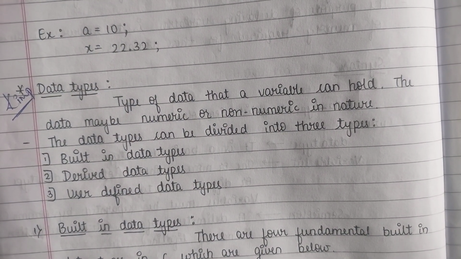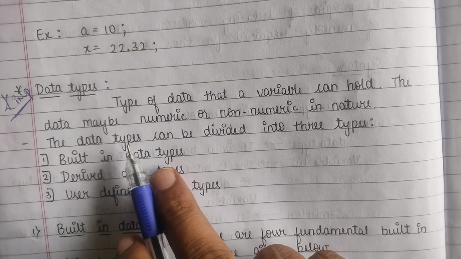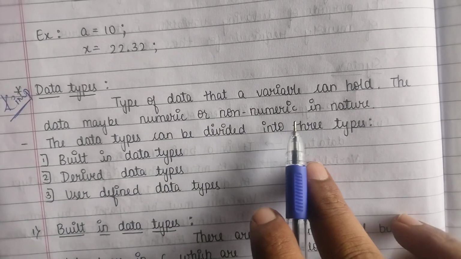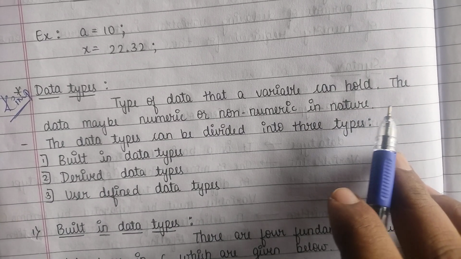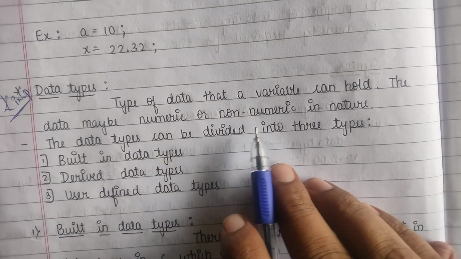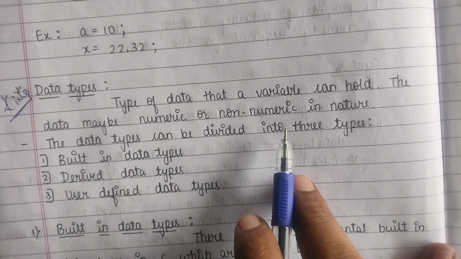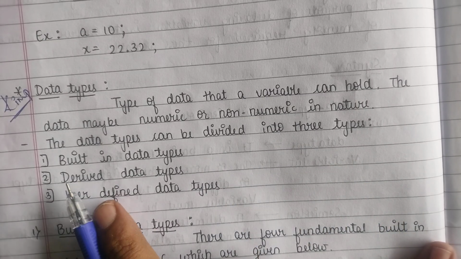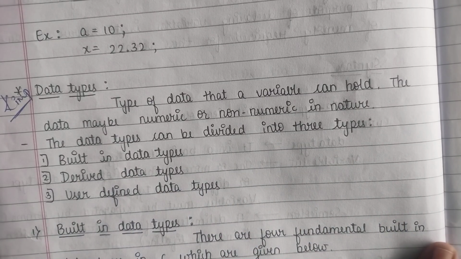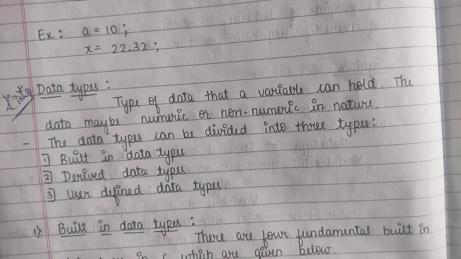What is a data type? It is the type of data that a variable can hold. Which type of data can a variable hold? The data may be numeric or non-numeric in nature.